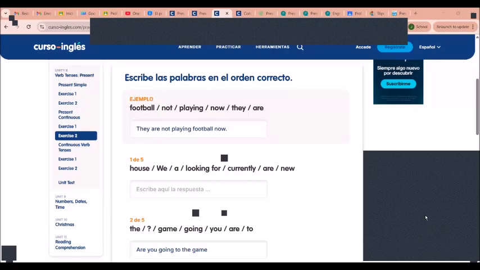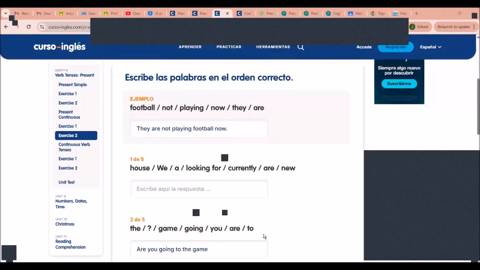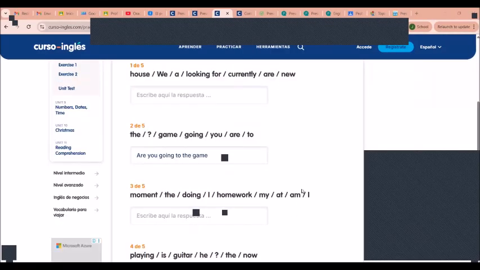All right. Let's continue with Hugo, number 3. I am doing my homework at the moment. Good. Phrases like at the moment, nowadays, these days, lately usually go to the end of our sentences.